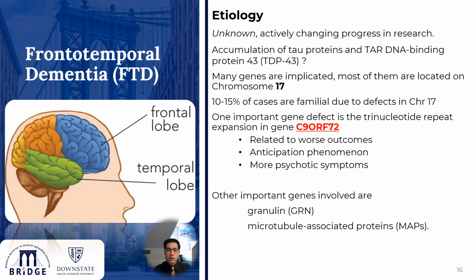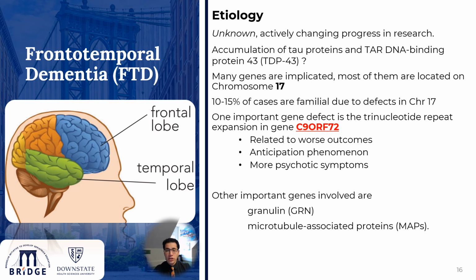So the cause of frontotemporal disease is not exactly known. There is a lot of active research in that area. But as far as we know, there is an accumulation of phosphorylated tau and abnormal toxic proteins that bind the DNA, causing neuronal cell death, most of which are related to genes located on chromosome 17. So 10 to 15% of cases are familial due to defects in that chromosome.